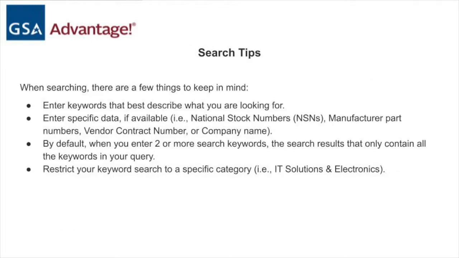Before we review how to use the advanced search feature, some tips to keep in mind when searching Advantage: enter the keywords that best describe what you're looking for. Also, enter specific data such as NSNs, part numbers, or vendor contract numbers. Also, keep in mind when you enter two or more search keywords, the search results with items that only contain all the keywords in your query. Lastly, remember to restrict your keyword search to a specific category, such as IT solutions and electronics, to narrow down your search. Now let's begin.